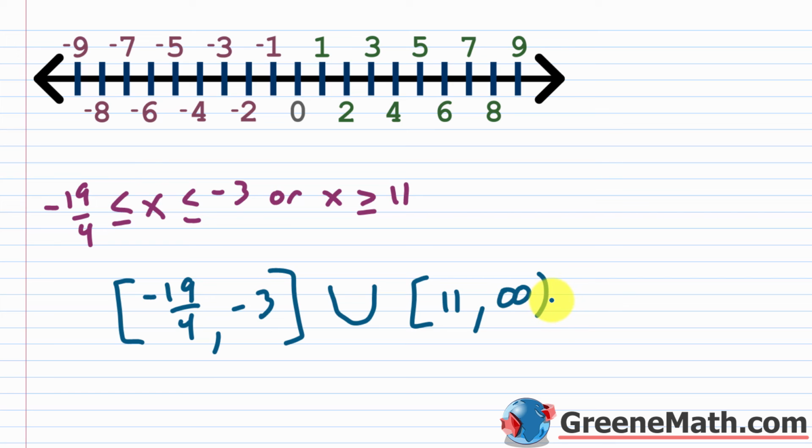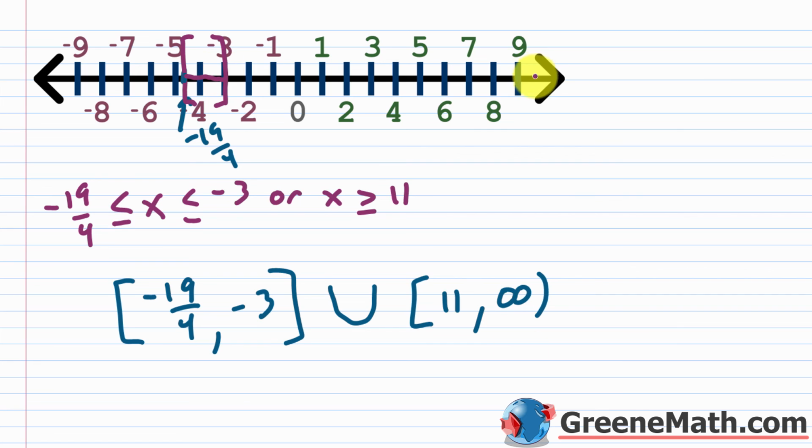So graphically, let me put in my notch again for this negative 19/4. And then we have our negative 3. So let me just put a bracket here. And let's put a bracket here. We'll shade everything in between. Again, if you want to use a filled in circle in each case there, that's up to you.